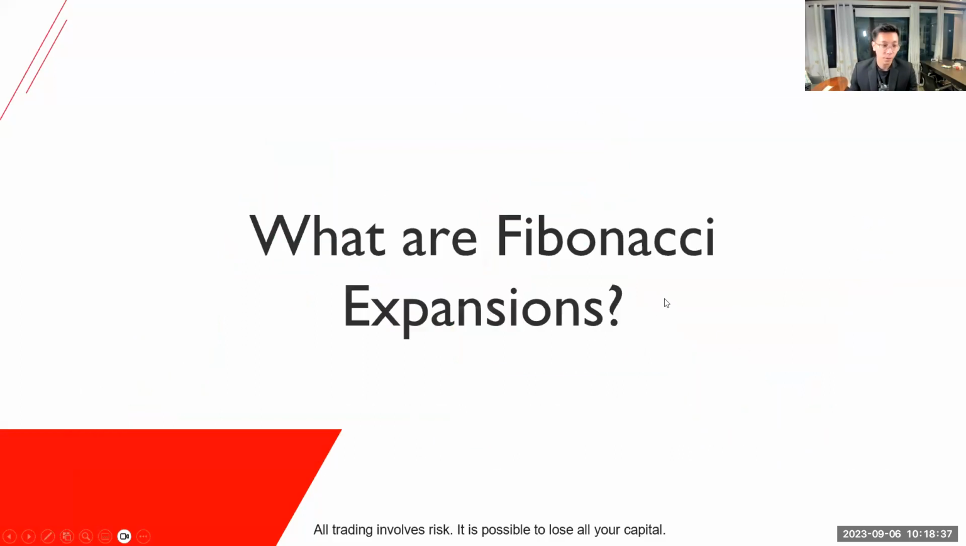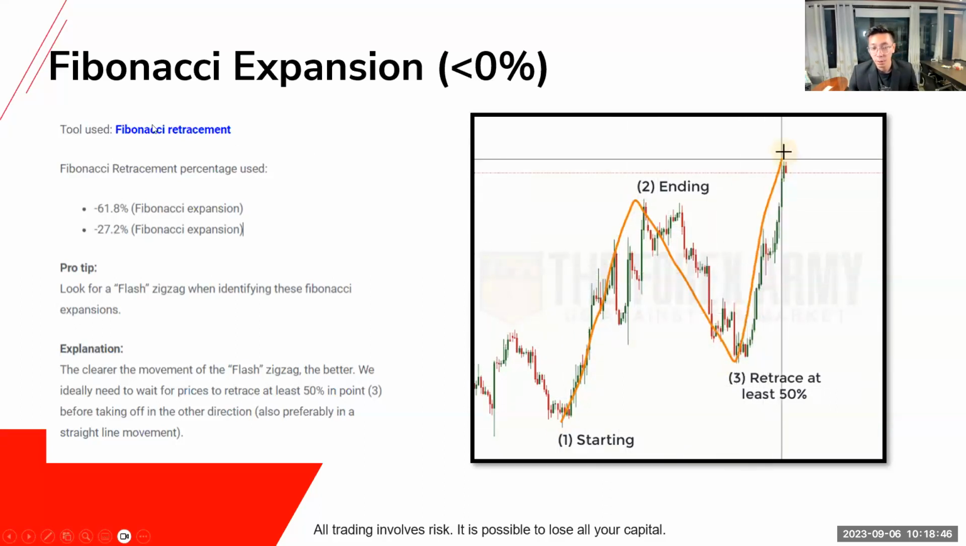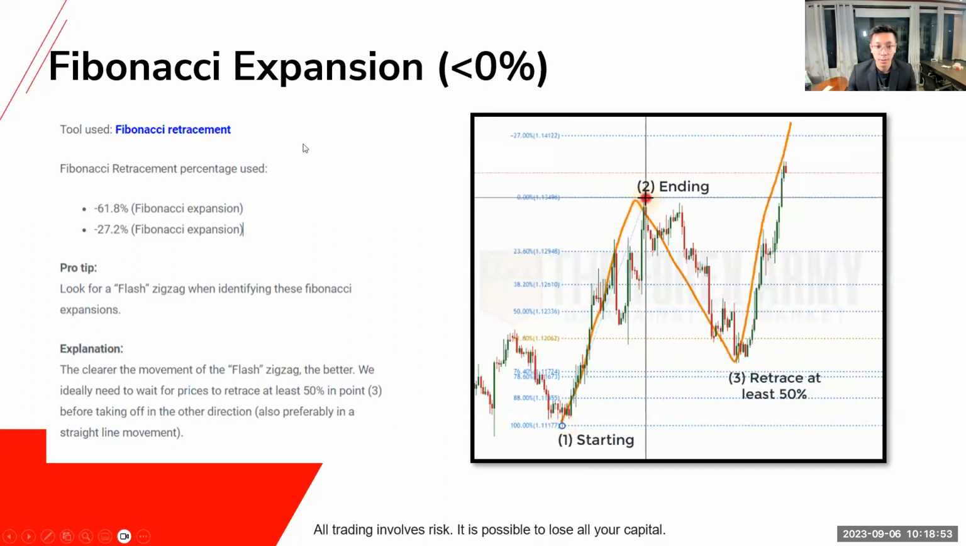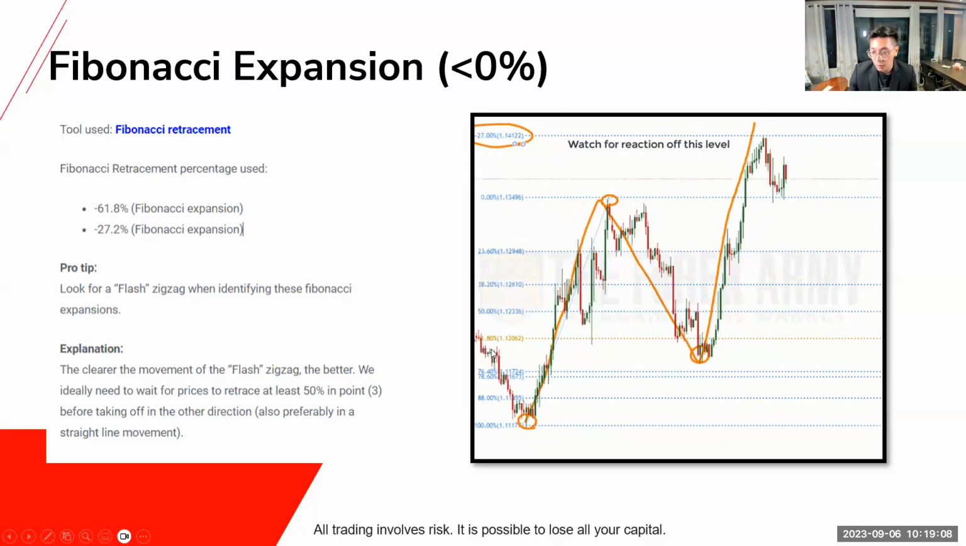So the next one I'll be going through with you is expansions. Okay. So for Fibonacci expansions, the levels are less than the 0%. The two expansion levels that we will take note of will be negative 27.2 and negative 61.8. So we should always look out for a flash zigzag when identifying these Fibo expansions.